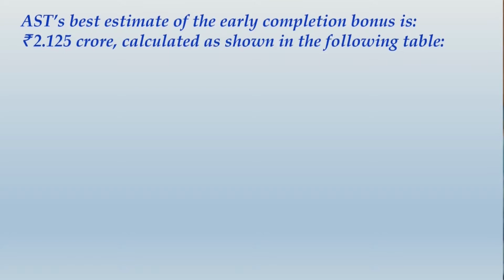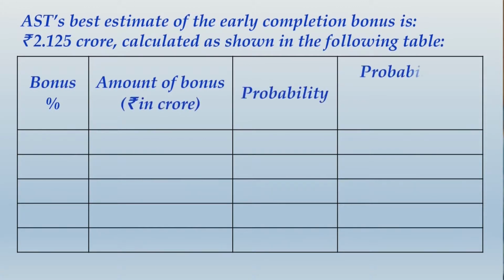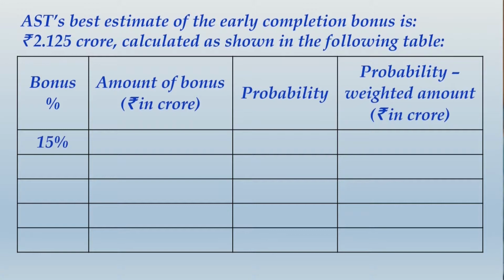AST's best estimate of early completion bonus is rupees 2.125 crore, calculated as shown in the following table. Because this time we have all the information available to use the expected value method, what we will first do is the percentage of bonus which can be expected is 15% in the first chance. So 15% of 25 crores will be 3.75 crores. Then the other bonus will be 10%, which is 10% of 25 crores, that is 2.5 crores. And the last category of bonus is 5%, which will be again 5% of 25 crores, that is 1.25 crores.